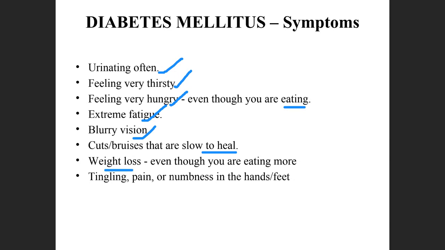Weight loss can be seen. Although the person is eating very well, still there will be weight loss, and there will be numbness, pain, or tingling sensation in the hands and the feet. So these are the symptoms which are seen when a person is diabetic.